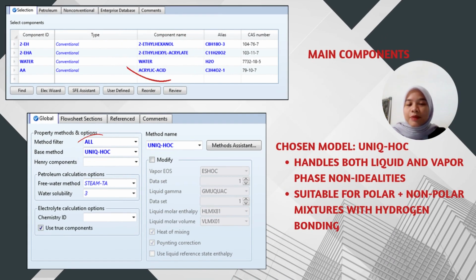Next, chapter 2 is the thermodynamic model. In this part, we study how the chemicals behave during the reaction. The system includes four main components: acrylic acid, 2EH, 2EHA, and water. These chemicals have different properties. Some are polar, like water and acrylic acid, and some are not, like 2EHA. Because of this, we use a special method called UNIQUAC-HOC in Aspen Plus. This method helps us to better understand and simulate the system. It helps us predict how the chemicals will mix and separate, especially during heating and distillation. Using this model helps make our process design more accurate and realistic.